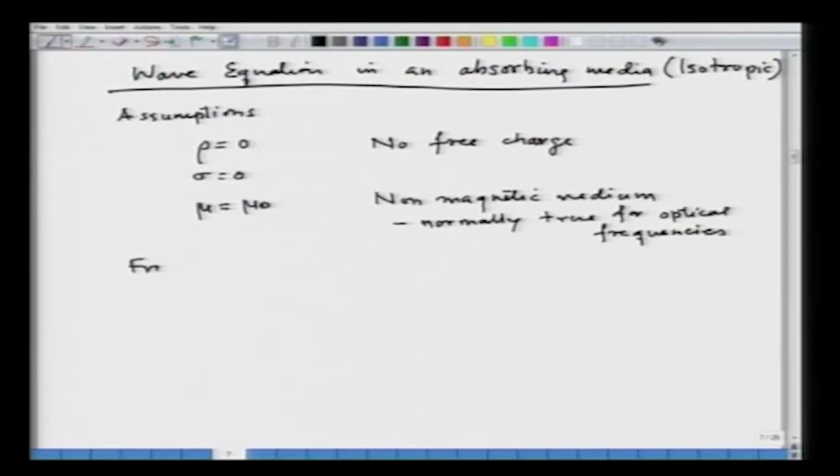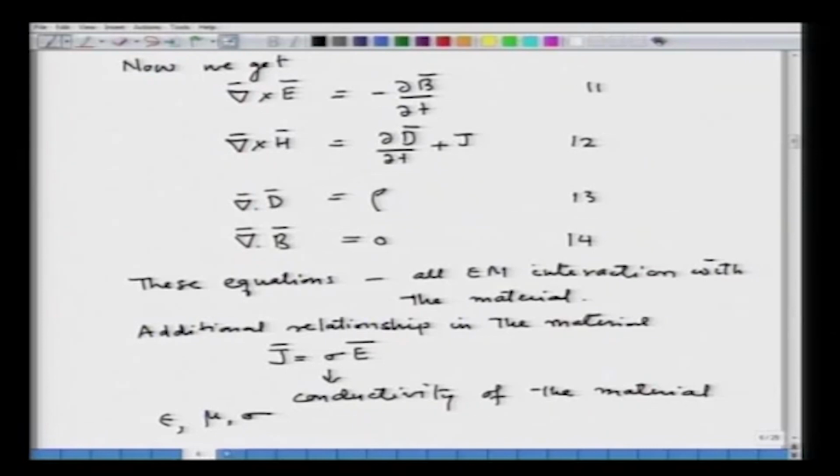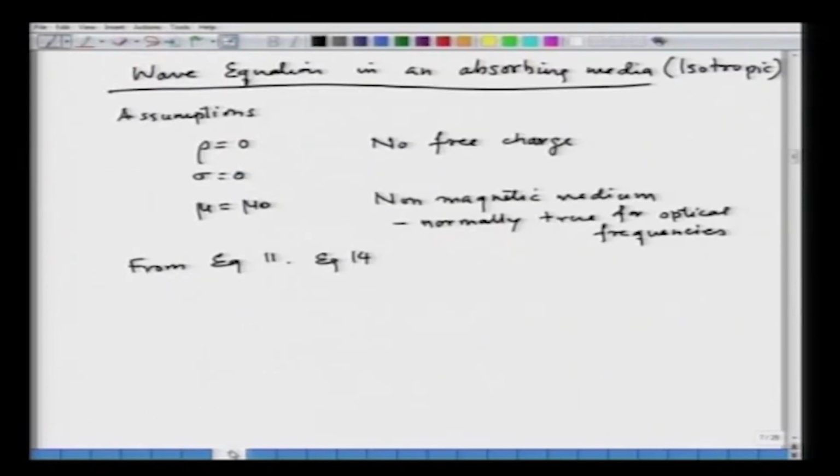Now, from equation 11 to 14, which were shown here, we are going to try to solve for a solution. We will take the curl of the first equation, and this is going to be given by this expression. Can further write this, simplify this and take the curl inside.